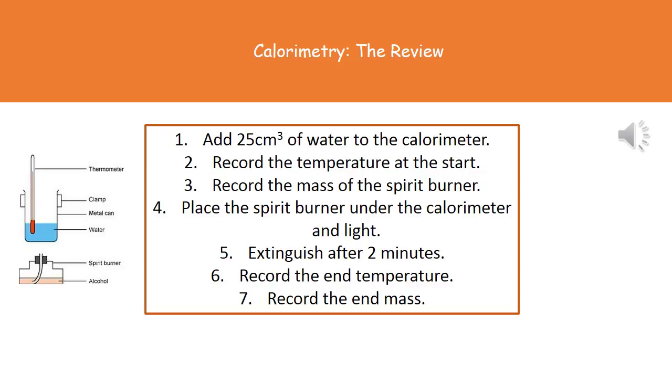Once we've got that, we place our spirit burner under the calorimeter and we light it and leave it burning for a fixed period of time, say 2 minutes. At the end of that 2 minutes, you extinguish the spirit burner, you record the end temperature of the water, and then we reweigh the spirit burner to find out how much mass we've actually lost.